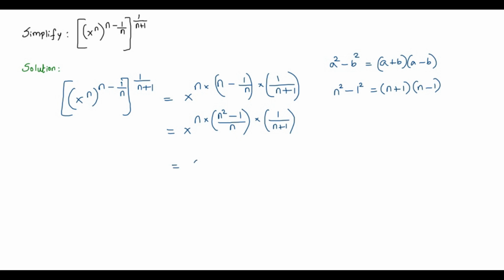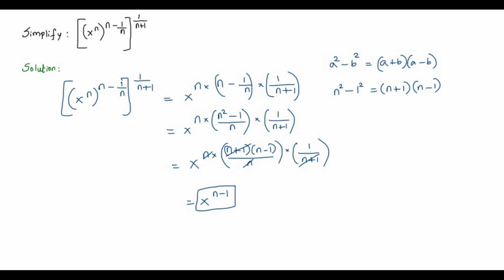So we get x to the power of n times (n plus 1) times (n minus 1) divided by n times 1 divided by (n plus 1). Okay, here this n and n can be cancelled, and this n plus 1 can be cancelled. So finally we have x to the power of (n minus 1) times 1. This (n minus 1) times 1 is going to be n minus 1. So when we simplify the given expression, we get x to the power of n minus 1.